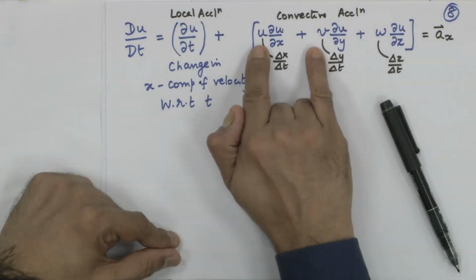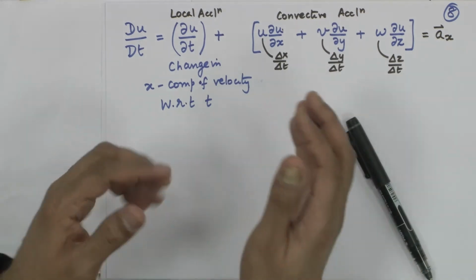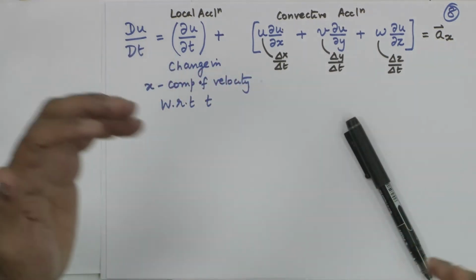Now what are these u, v and w? These are like the carriers. These are what are taking these changes along with them. The x component velocity change, because of the change in the x coordinate, is being carried by the x component of the velocity. Is that a fair statement?